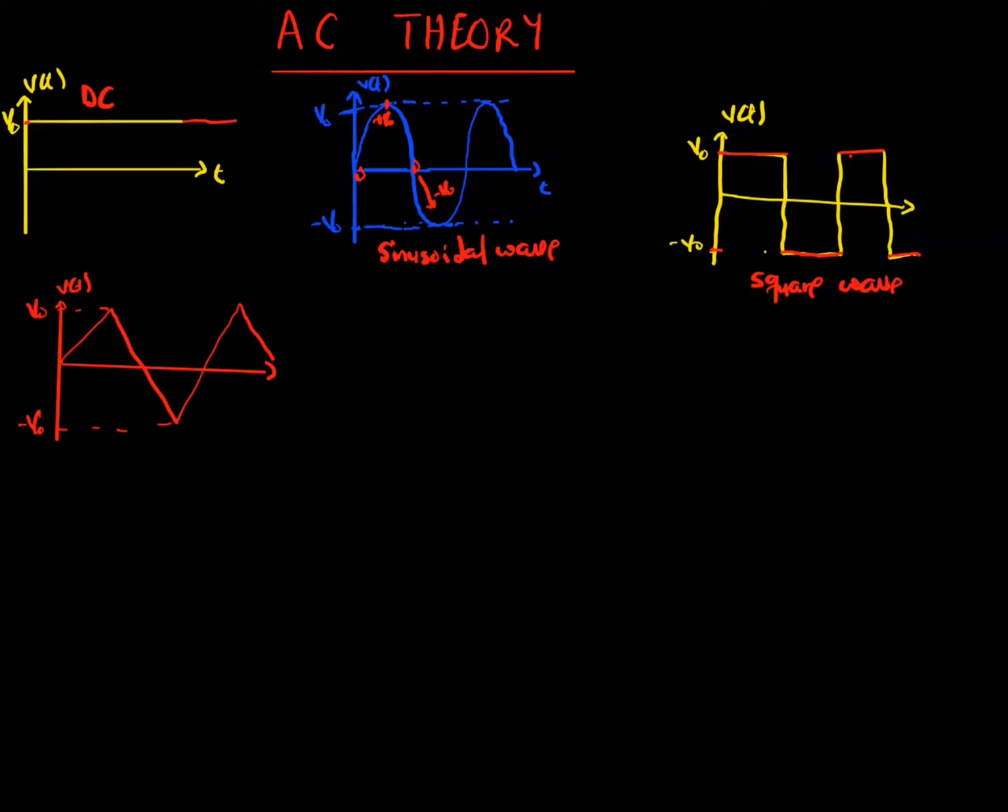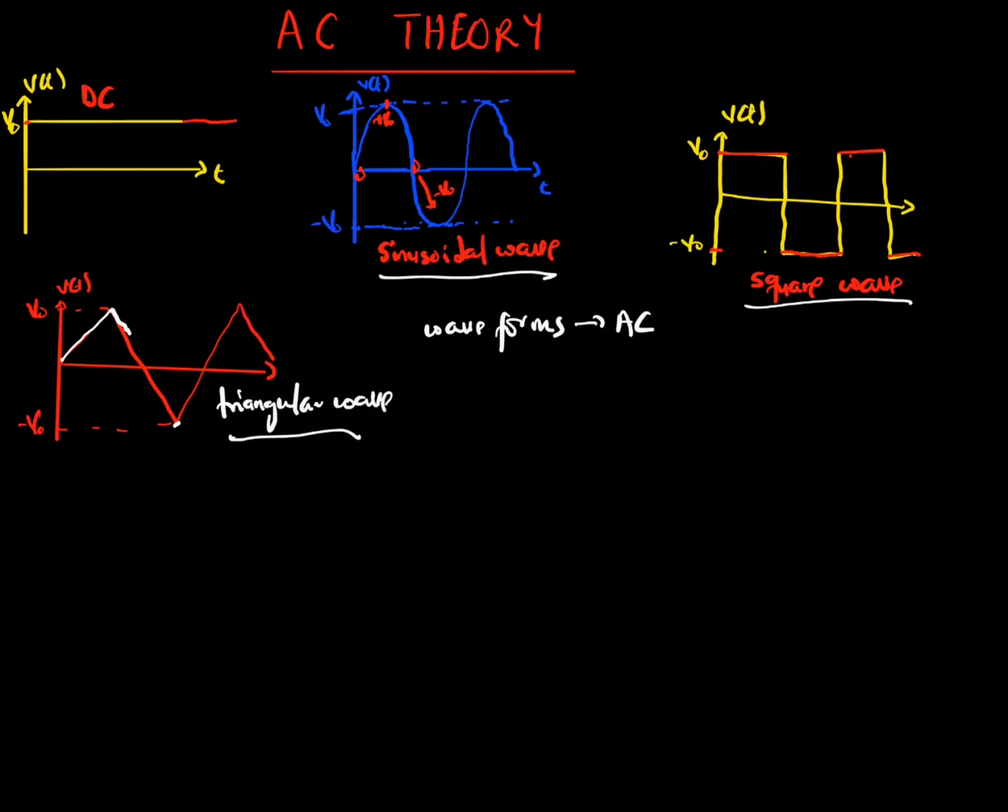And then another alternating waveform is this. Here the signal gradually moves from 0 to positive V0, and then falls down to negative V0. From the shape, we call this a triangular wave. All these three are waveforms, or AC waveforms, because they are alternating.